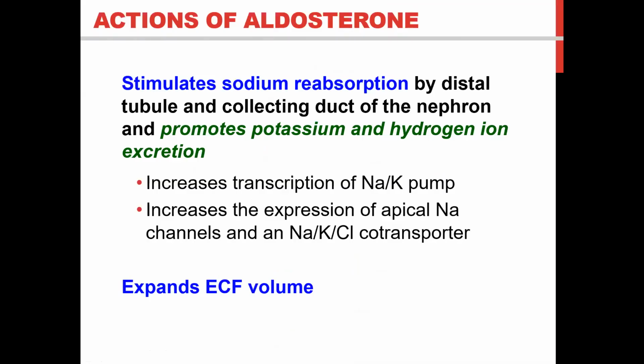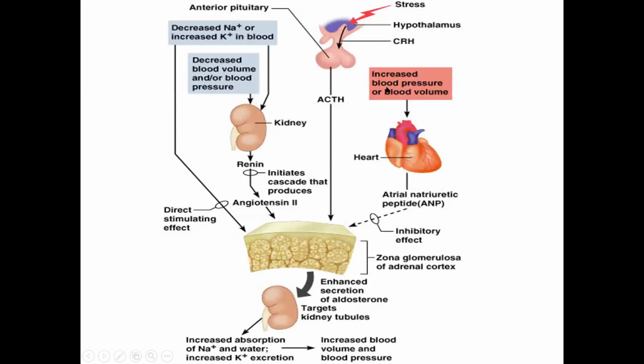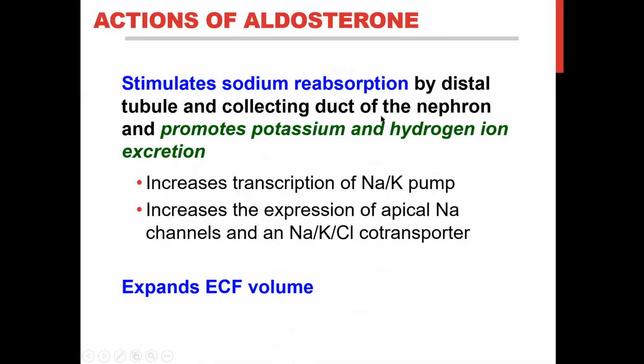And also for this diagram right here, whenever we have the opposite effect, na pod, class, whenever we have increased blood pressure or blood volume, there would be a release of your atrial natriuretic peptide, which has an inhibitory effect. So this will help in the sodium excretion from the body, and whenever there's excretion of your sodium, this will lead to a decrease in the blood pressure or blood volume.